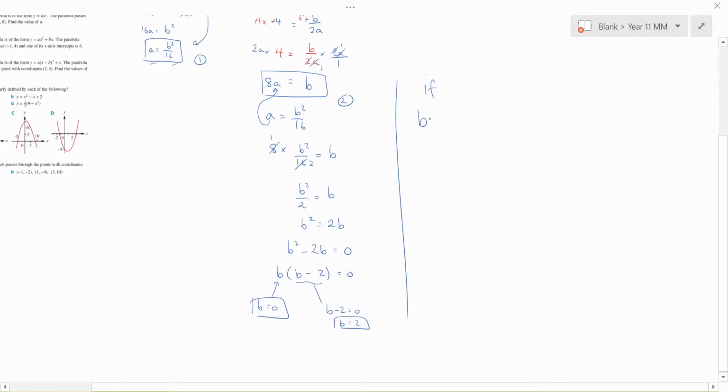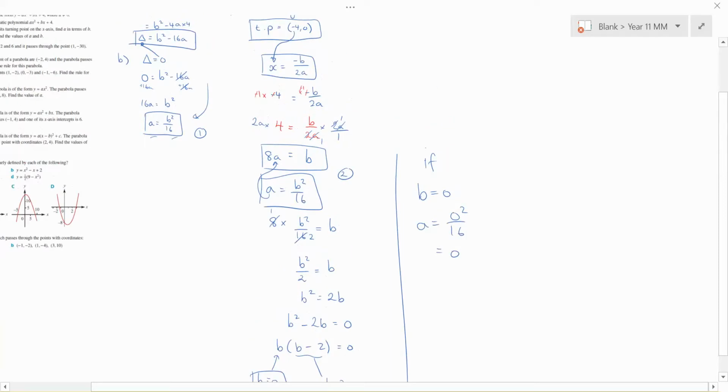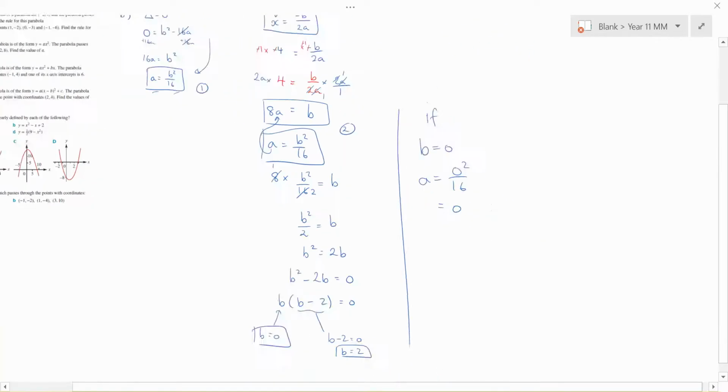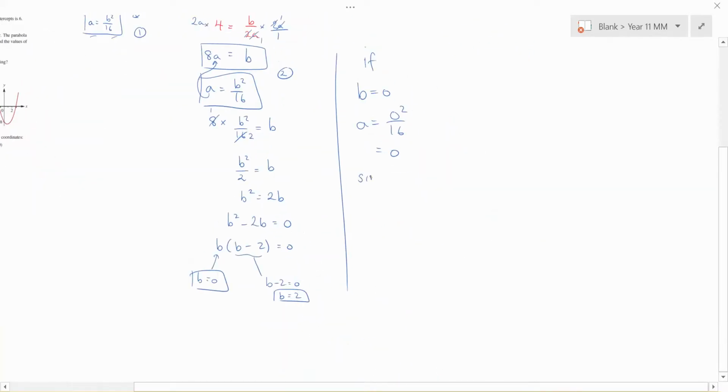If b equals 0, then a equals 0 squared on 16. I'm just following this formula that we had. And that will give me 0 as well. But we also know that from the very first condition, it said a can't equal 0. So since a can't be 0, therefore b doesn't equal 0.